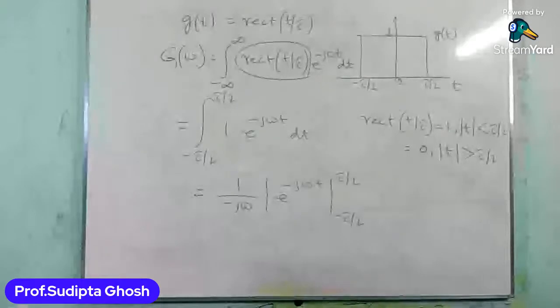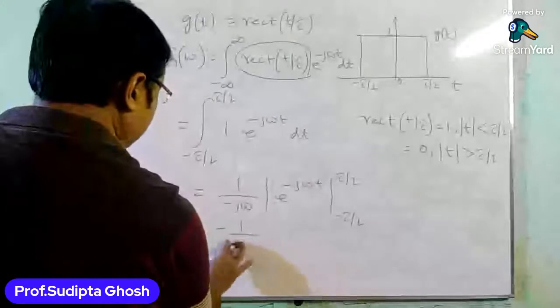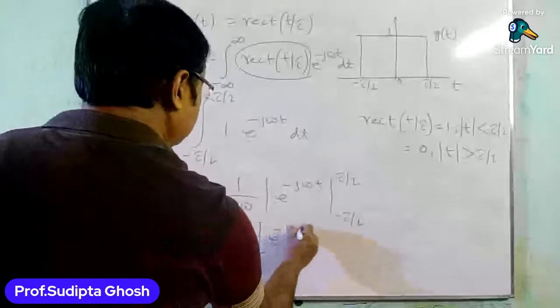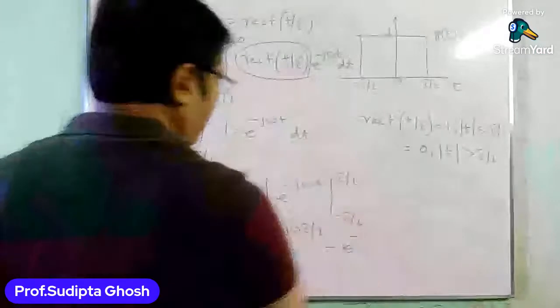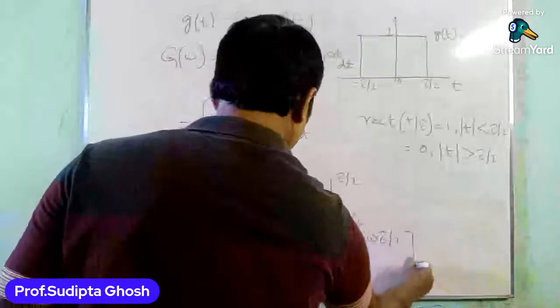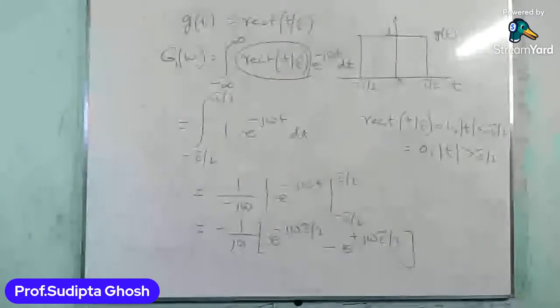Now let's put the values. This will be minus 1 by jω, e to the power minus jω times τ/2, minus e to the power plus jωτ/2. That is, e to the power minus jωτ/2 minus e to the power jωτ/2.